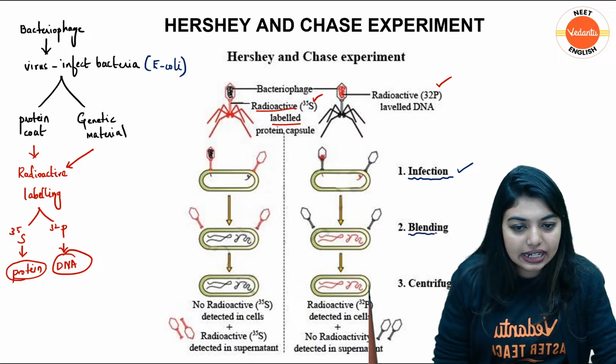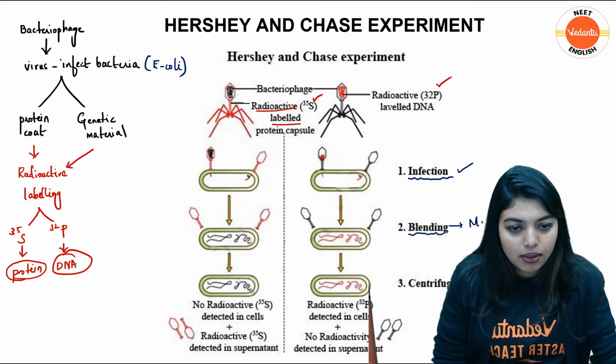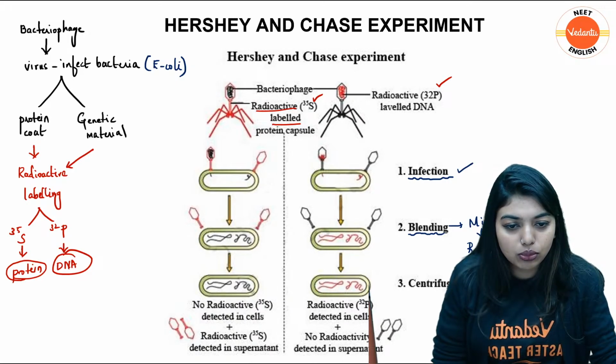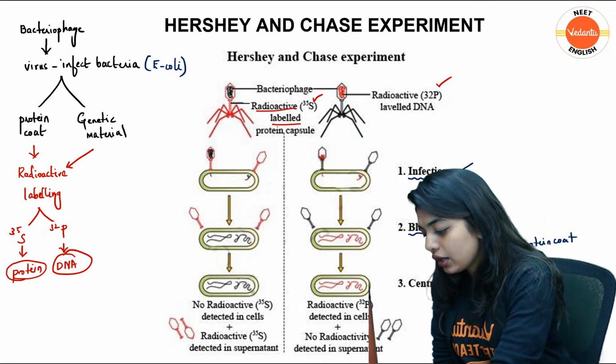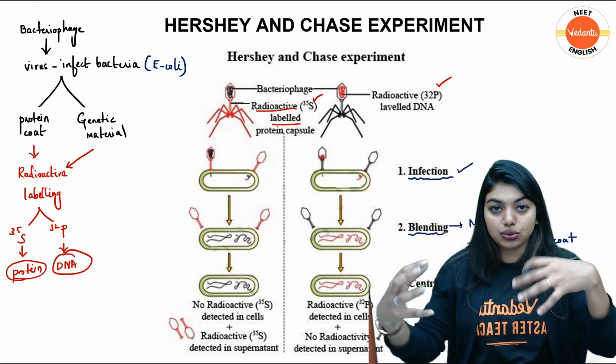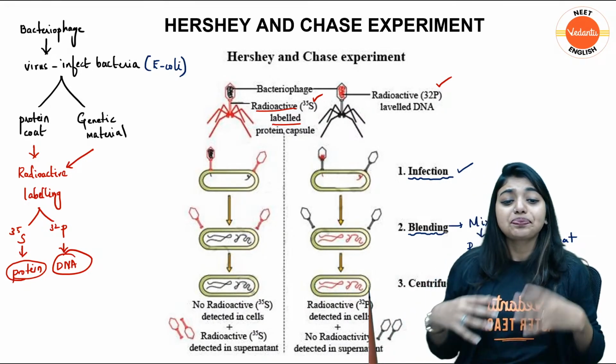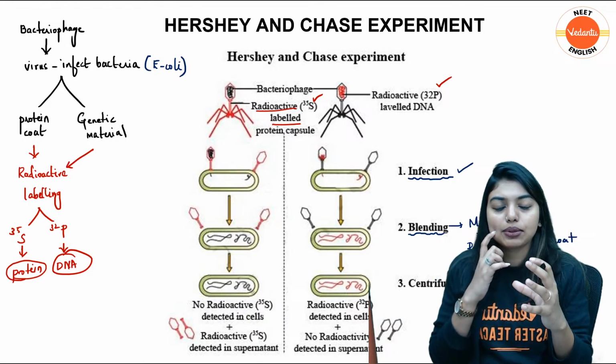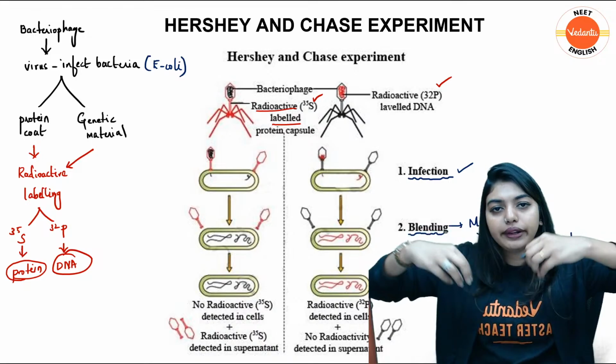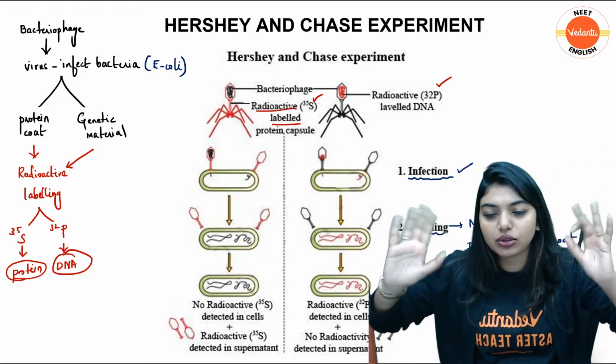So here students, blending or using a mixer is done mainly to remove the protein coat which is attached to the E. coli cell, to the cell wall. Clear? During the blending process, the protein coat just vanished. Bye bye, it went off.